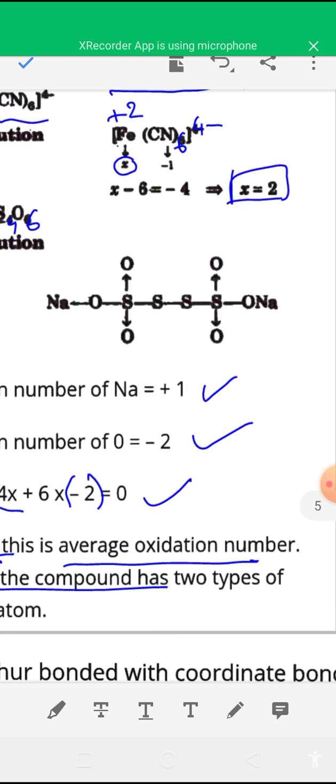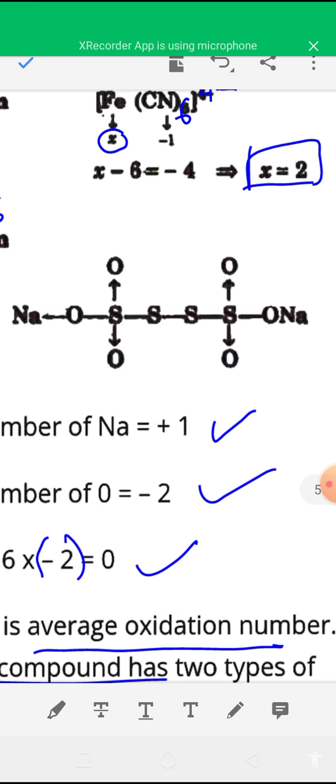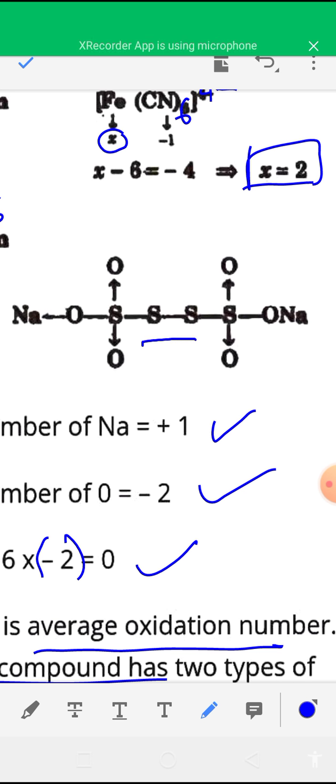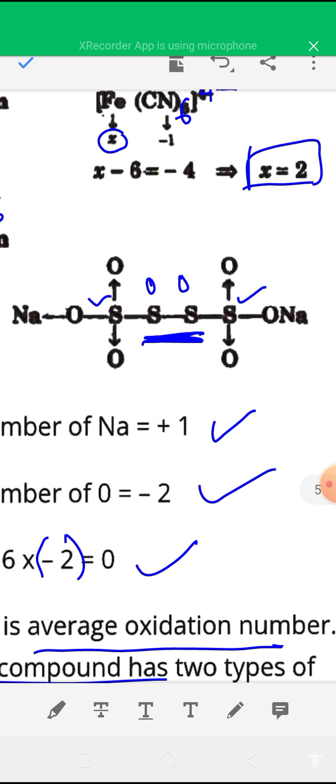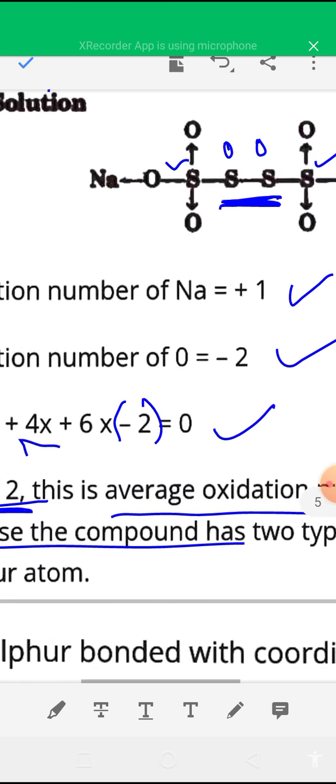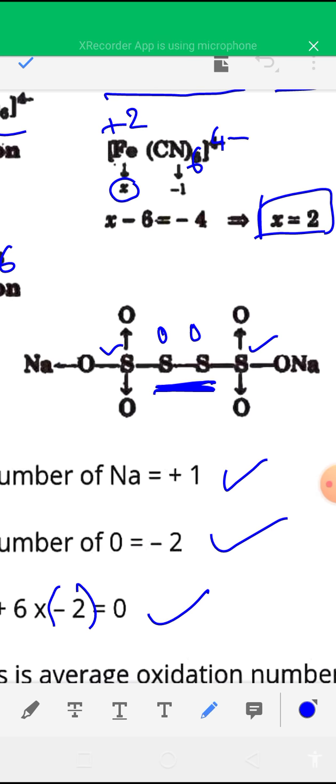So what is the actual oxidation number? Oxidation number of both the sulfur atoms of this sulfur bridge is 0, and you have to calculate oxidation number of these two remaining sulfur atoms. Oxidation number of these remaining two sulfur atoms is +5. This is +5, and this sulfur is also +5.